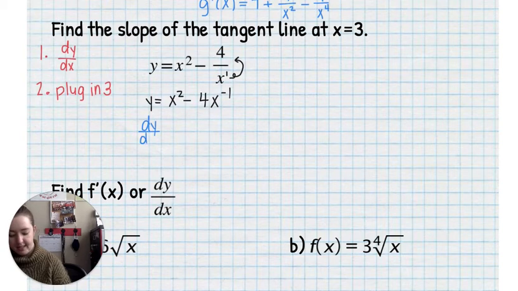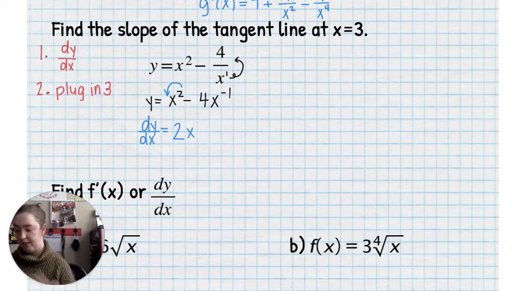Now let's find the derivative. dy/dx. We'll bring that 2 out in front. 2 times 1 is 2. x, 2 minus 1 is 1, or just plain old x. Do the same thing over here. Negative 1 times negative 4 is positive 4. Then we have x, subtract 1 from the exponent.